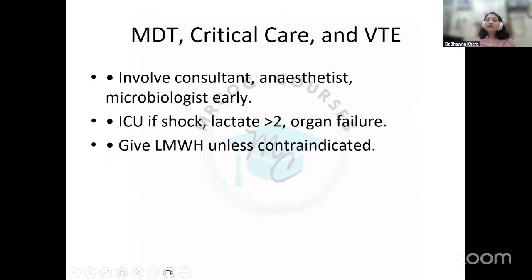Now, what is important is MDT, critical care, and venous thromboembolism prophylaxis. Very, very important: involve the consultant, anesthetist, microbiologist early, and the critical care team if the patient is going into ICU, in shock, lactate more than 2, or in organ failure. Give low molecular weight heparin unless contraindicated.